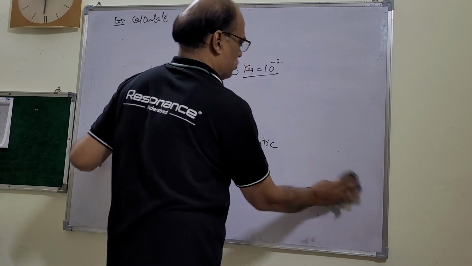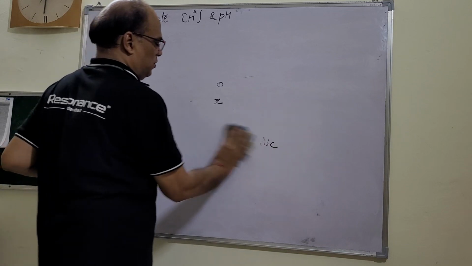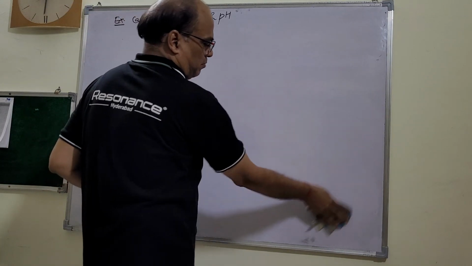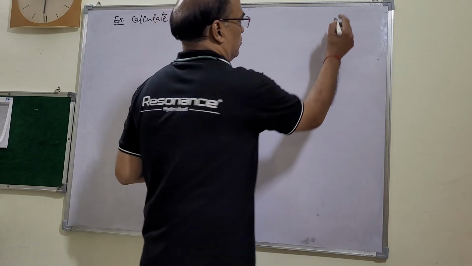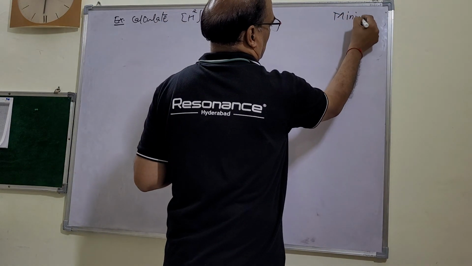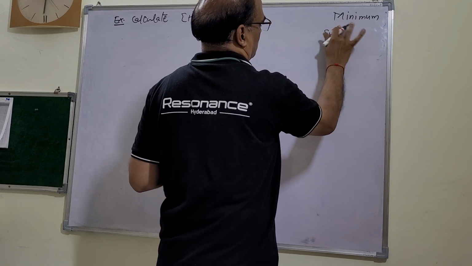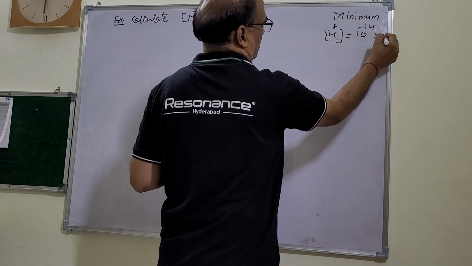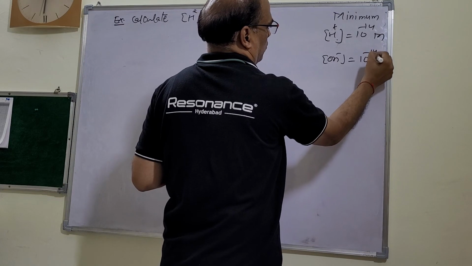So now I can ask a question. I have given you the information that maximum H+ could be 1 molar, maximum OH- could be 1 molar. If I am not changing temperature, what is the minimum H+? What is the minimum OH-? So that is again very obvious. Minimum H+ concentration could be 10 to the power minus 14 molar. And minimum OH- concentration could be 10 to the power minus 14 molar.